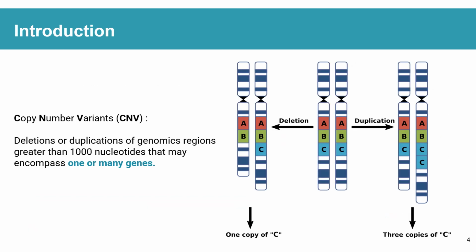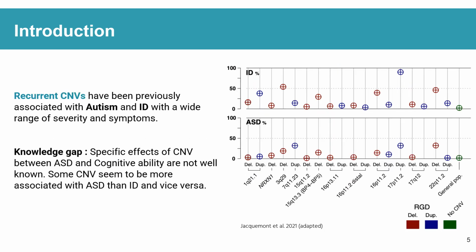Among these genetic variants, there are copy number variants, or CNVs, which are deletions or duplications of a genomic region that may encompass one or many genes. Some recurrent CNVs have been previously associated with autism and intellectual disability, with a wide range of severity and symptoms.